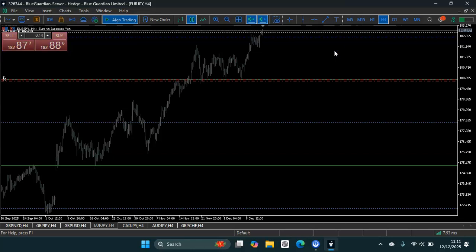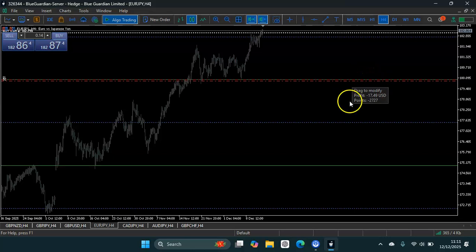Now, that doesn't mean that they're going to break that area or they're going to bounce off that area. It's just a decision area, and it's an area where things happen. Price also gets drawn to these areas because, as I said, there's large liquidity there. So price tends to react at these areas more than at other areas where there are not so many standing orders waiting.